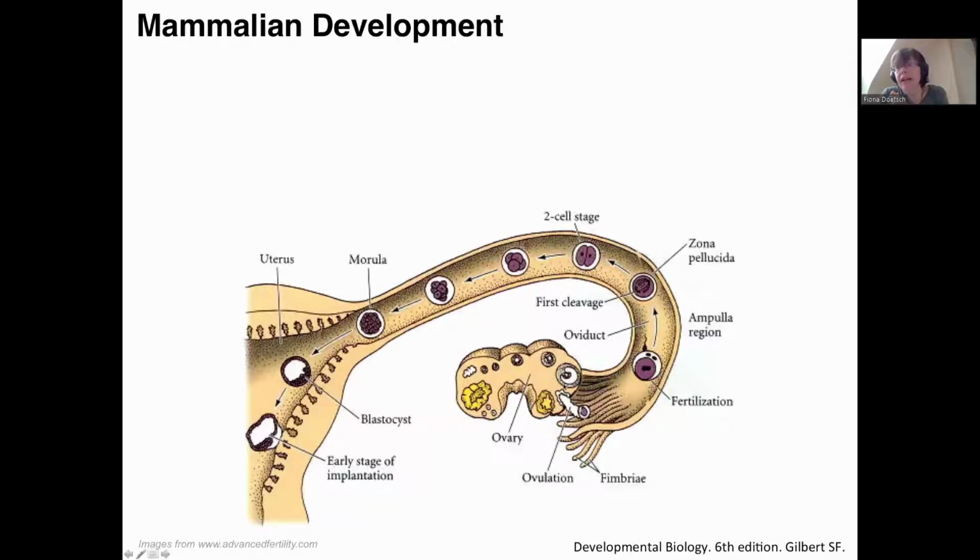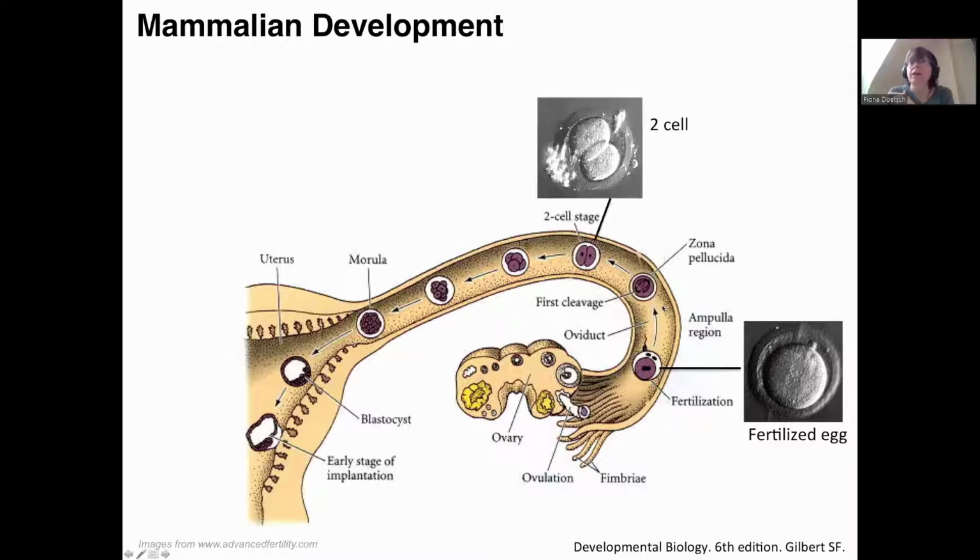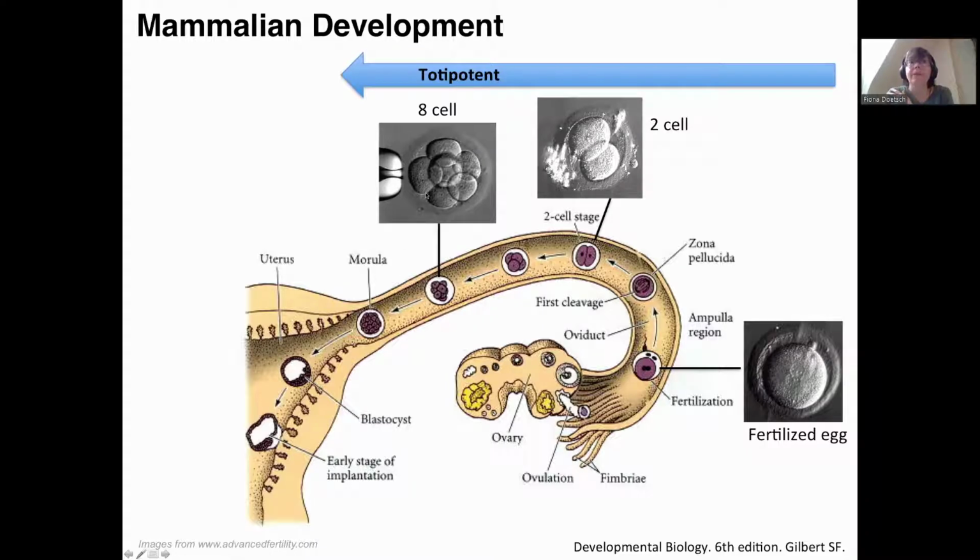So to understand where embryonic stem cells come from, we have to go back to development. So here we have an egg that's been fertilized. It then proceeds along the oviduct and begins to divide to a 2-cell stage, 4-cell, 8-cell stage. Then it becomes a morula and it moves into the uterus. At this point, until the morula stage, all of these cells are totipotent, so they can all give rise to every single cell type.